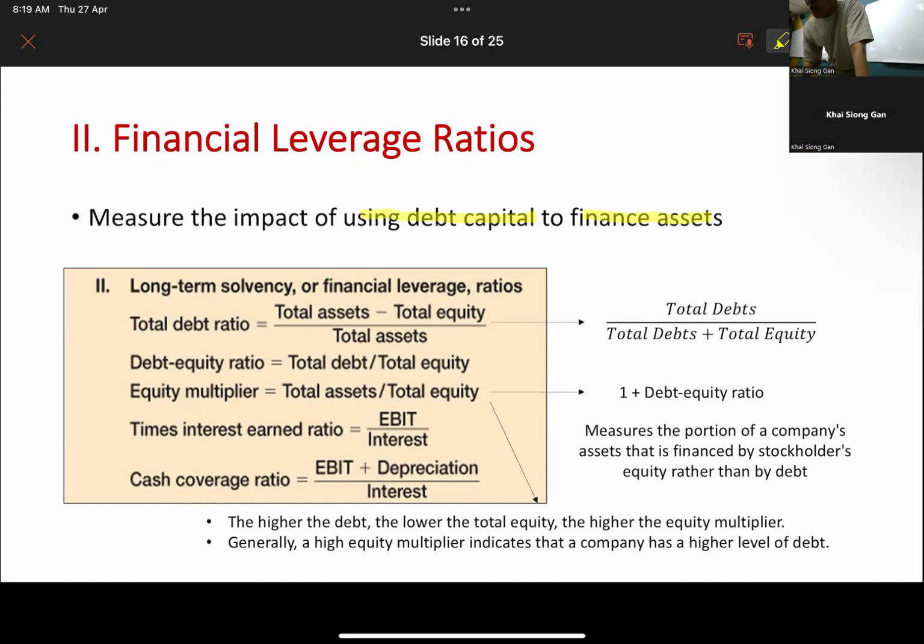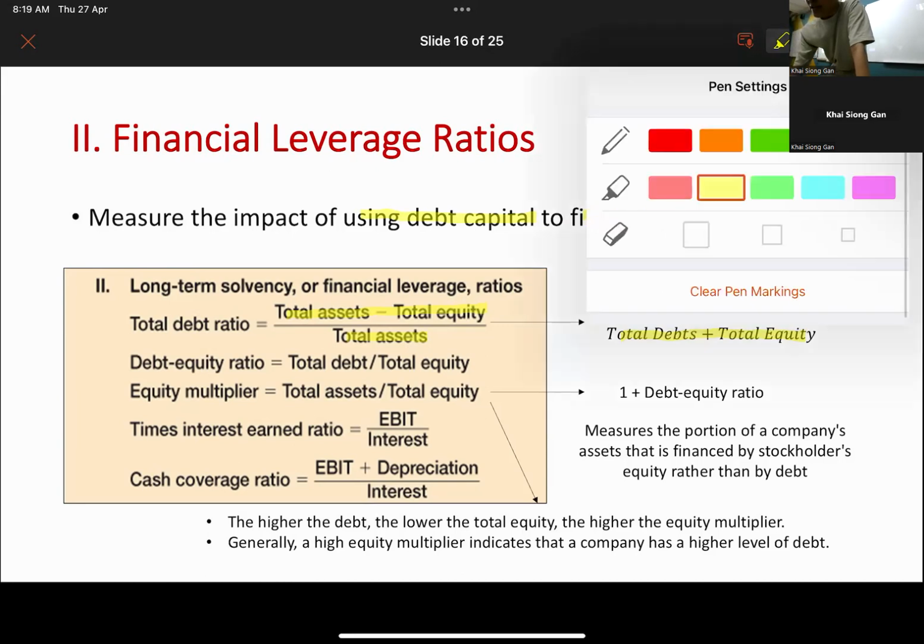So for total debt ratio, basically you use total debts divided by total debts plus total equity, or you can use another method, total assets minus total equity divided by total assets. Basically, total debt ratio means how much total debt you have as a proportion of the total assets. You are just comparing between total debts and total assets.